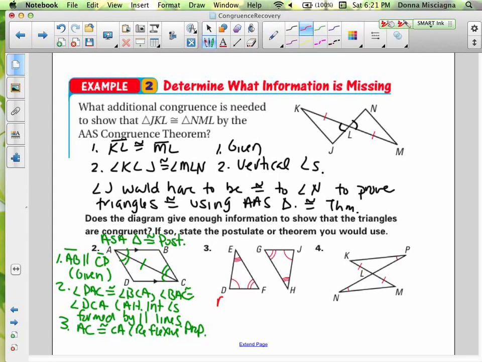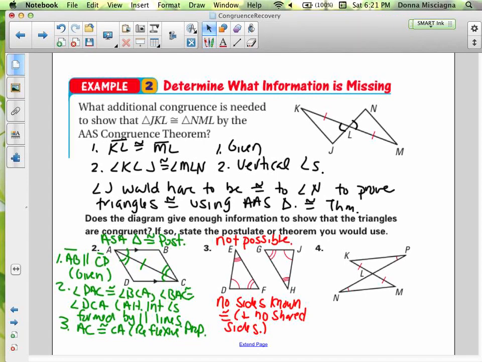We have no sides known congruent and no shared sides. Therefore, this is not possible. There's no way to prove triangles congruent if you don't have any sides. All right, so we're done with that one. Now let's move to the last one.